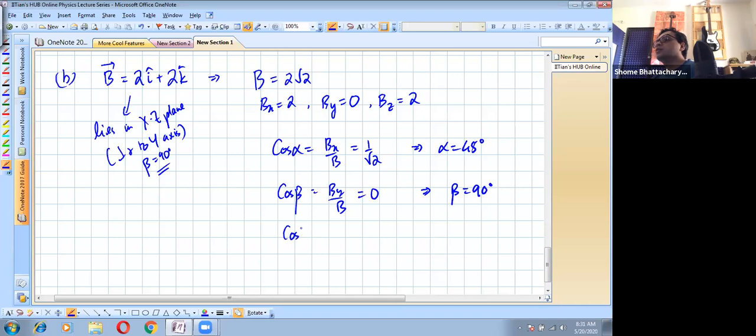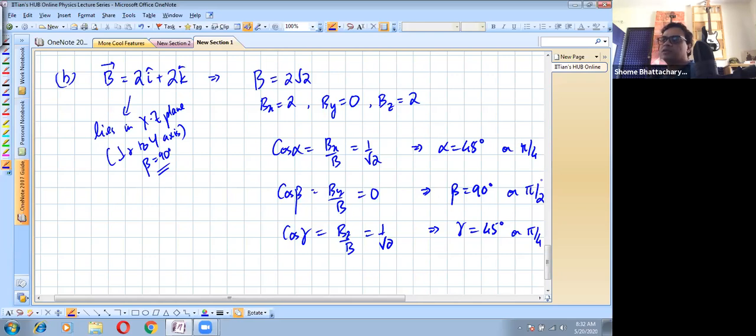And cos gamma is also coming 1 by root 2. So pi by 4 we can express this as. We should also get used to the system of denoting angles in terms of radians, which I'm sure you would have learned about in trigonometry and maths. Pi radians is equivalent to 180 degrees.